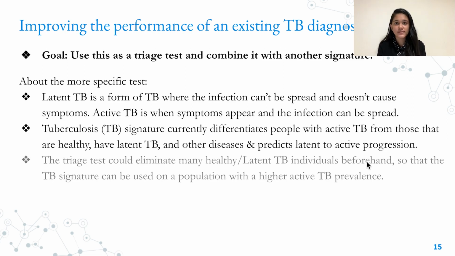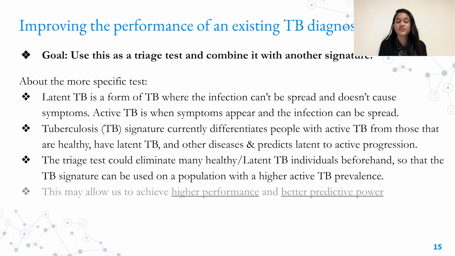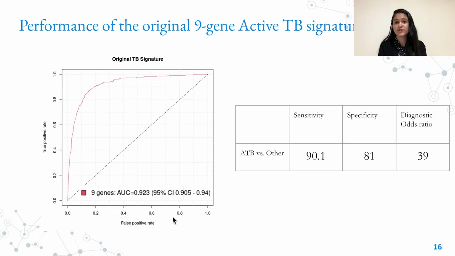We had a hypothesis that since this previous signature is trying to do so much, it could benefit from a triage test due to the less complex task of separating infectious samples from healthy and latent TB samples. This would allow the TB signature to be used on a population with a higher active TB prevalence. Then the two signatures could achieve a higher performance together. So this is the original 9-gene active TB signature. We can see the ROC curve here and some of the statistics.